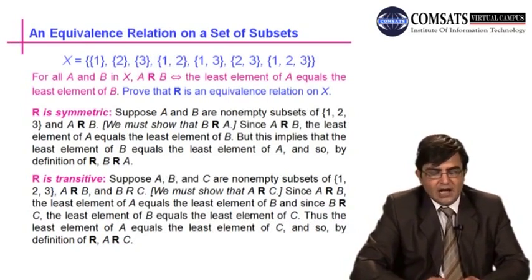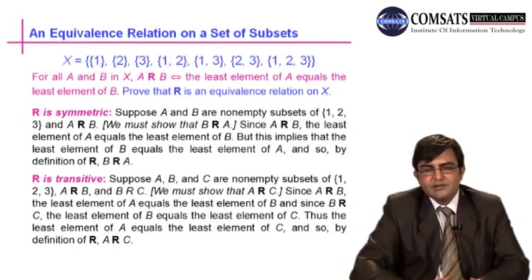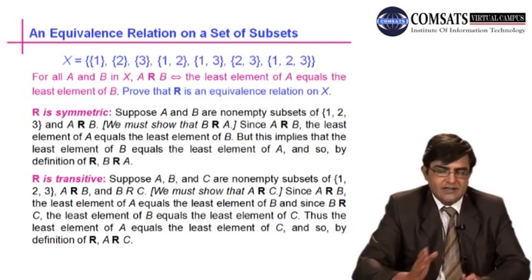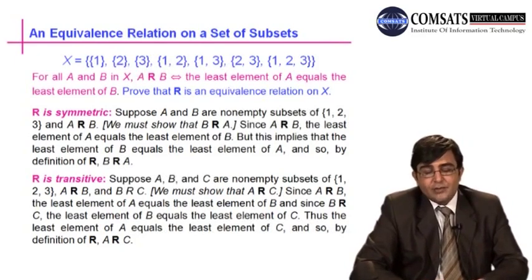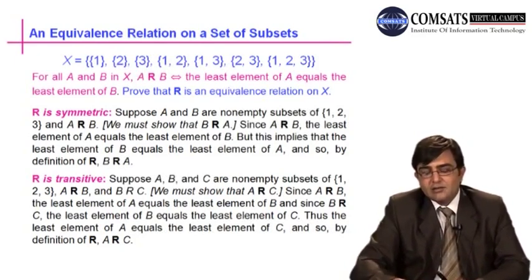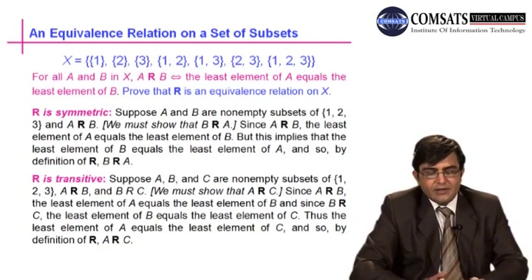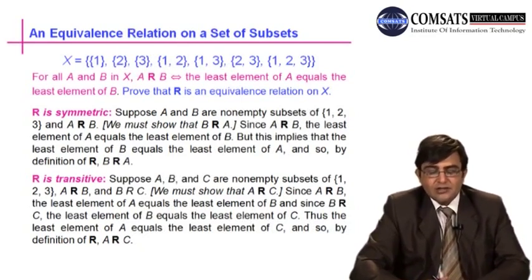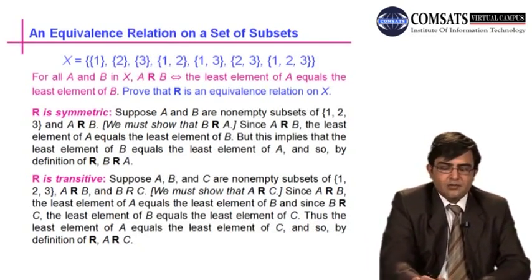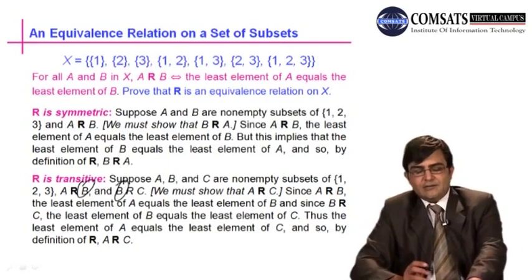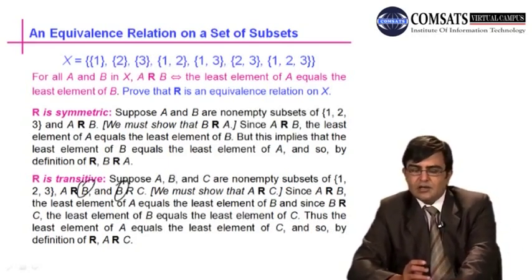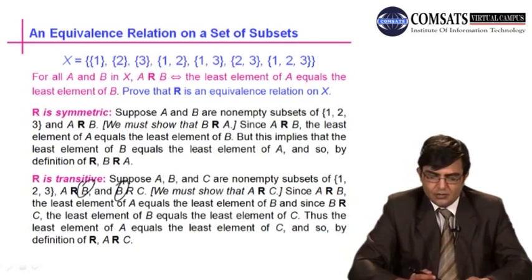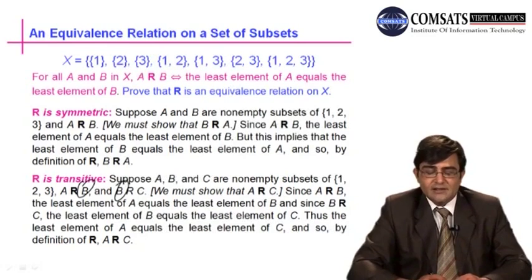Now we have to check whether R is transitive or not. If we have three sets A, B, C, which are subsets of that set {1, 2, 3}, A is related to B and B is related to C, then we have to verify whether A is related to C or not. If A and B are related and B and C are related, then the smallest elements of A and B will be equal. Similarly, the smallest elements of B and C will be the same. B is common in both, so obviously if A and B have the same smallest element, then B and C have the same smallest element. So A and C will also have the same smallest element. So therefore we can say that A is related to C.